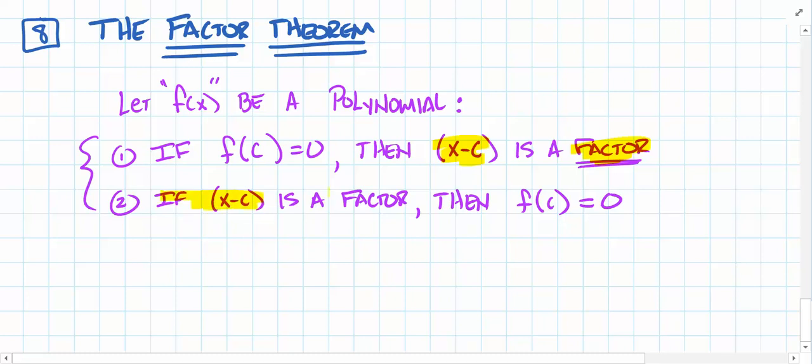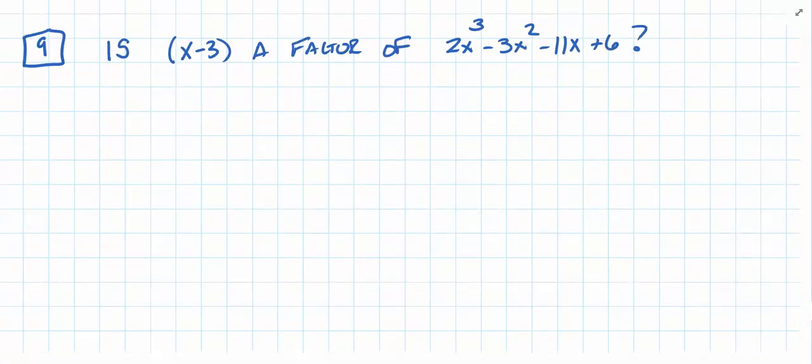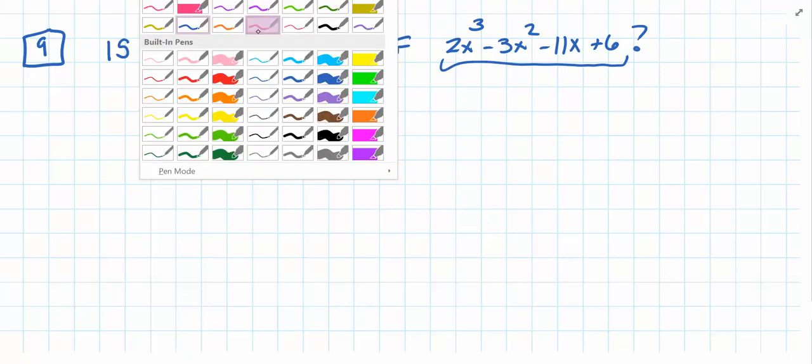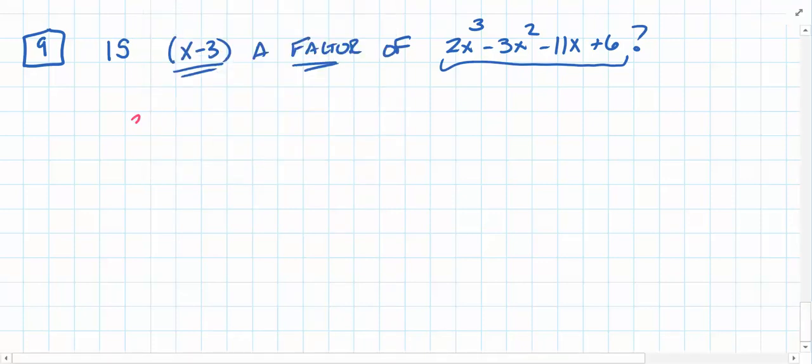So this is what the factor theorem states, and let me show you how the factor theorem works in the next box. Okay, so here it is. It's asking, is x minus 3 a factor of this polynomial right here? 2x cubed minus 3x squared minus 11x plus 6, okay? Well, the cool thing about factor theorem is that we can use synthetic division to check to see. So I'm going to put a 3 out. I'm going to write down what I have. 2, negative 3, negative 11, and then a 6.